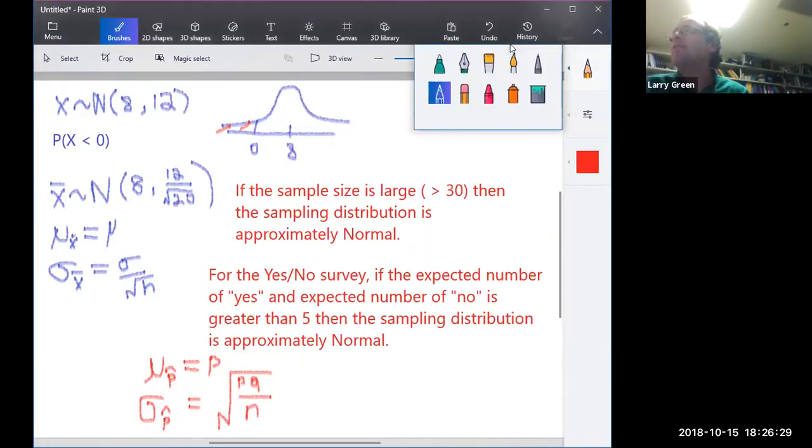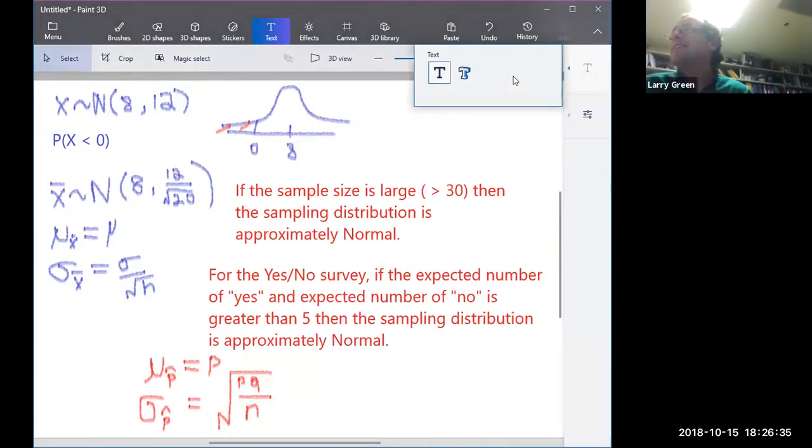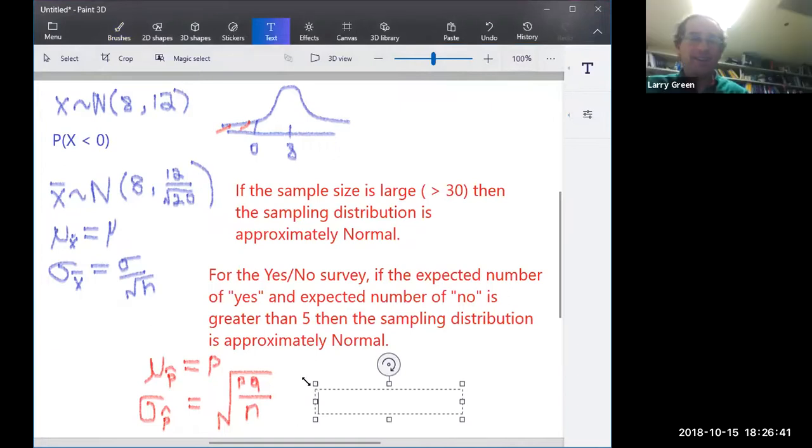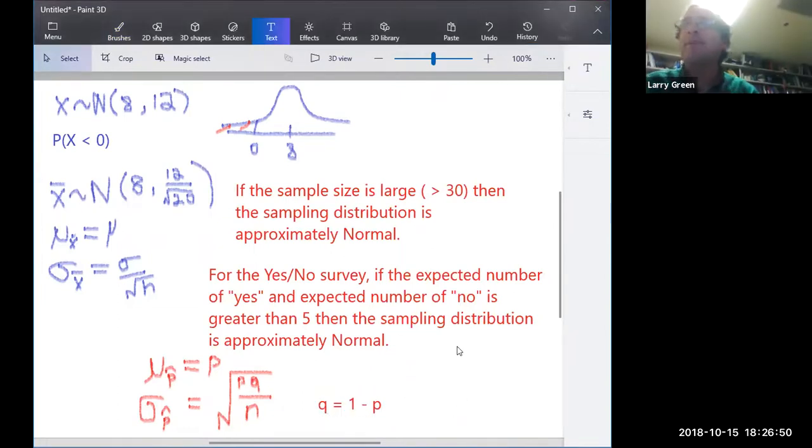Now, we haven't seen Q before. What does the Q stand for? Q is equal to 1 minus P. So the idea is if P is, say, 0.8, that means 80% of the time people say yes. Then Q will be 0.2, and that's the percent of time people say no. So P is the proportion of yeses, Q is the proportion of no's, and since they have to add up to 1, Q is 1 minus P. Any questions at all on that?